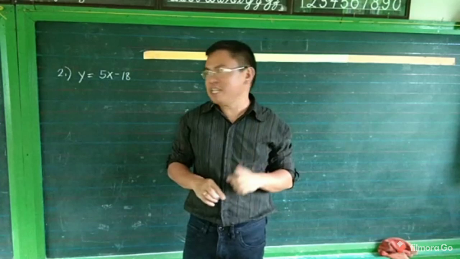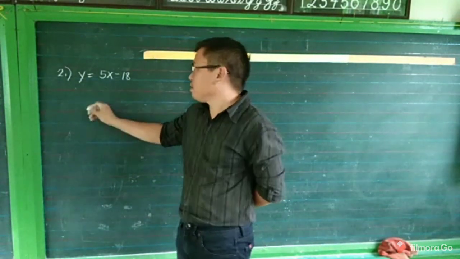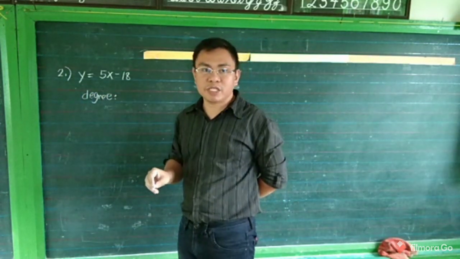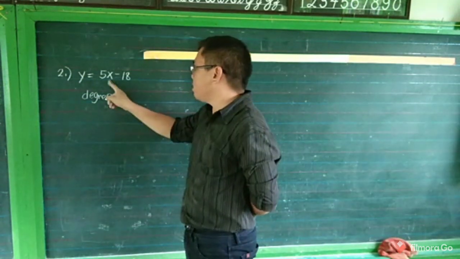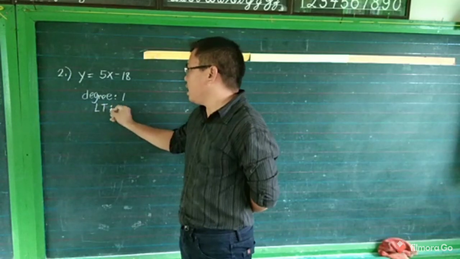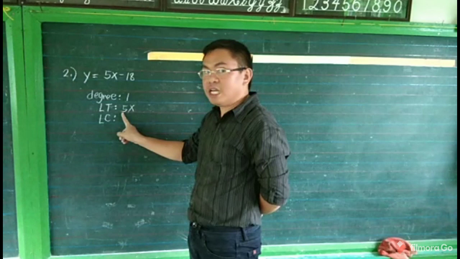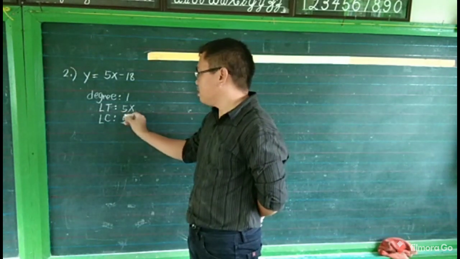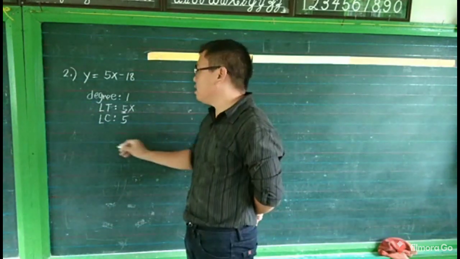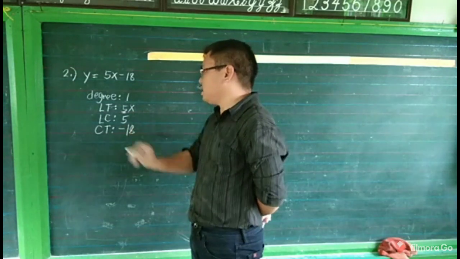Now let's move on to our second example. We have y is equal to 5x minus 18. In this example, obviously the degree is 1 because that is the highest exponent of your x. The leading term is 5x. Our leading coefficient is 5. So this is our leading coefficient taken from the leading term. And our constant term is negative 18.